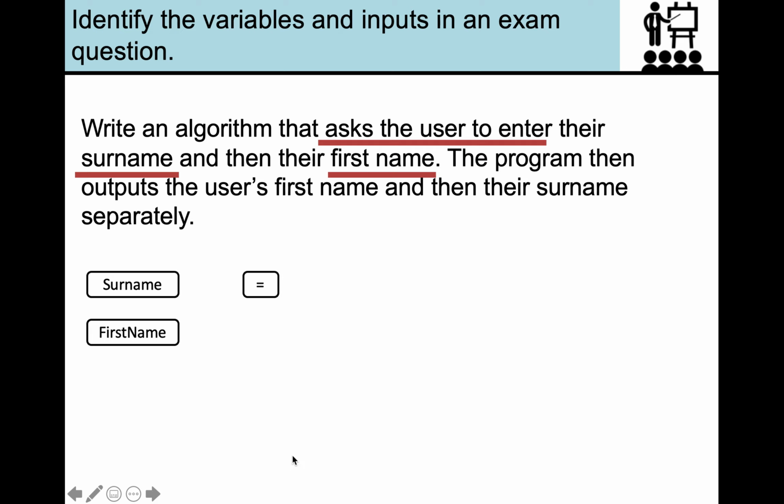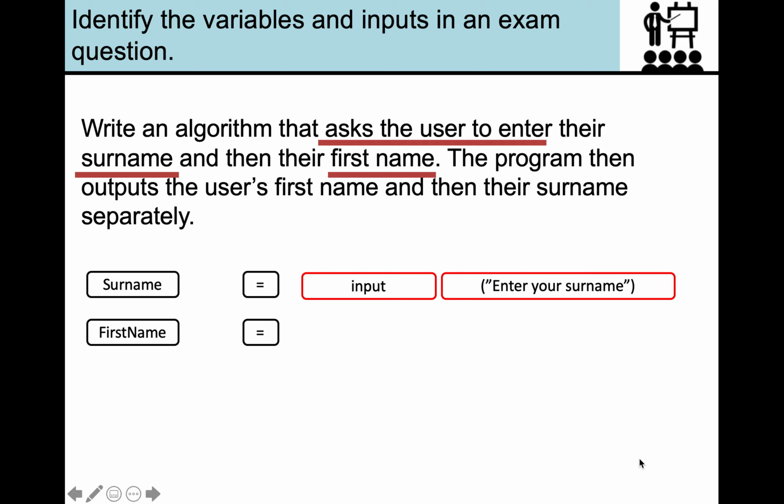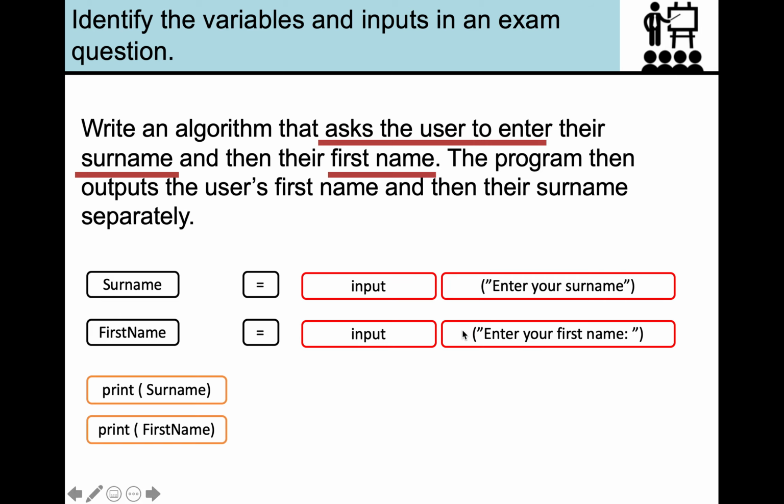And what do we do next? Well, we have an assignment operator, we have the input command, and we have a prompt telling the user to enter their surname. We have an assignment operator, we have the input command, and again, we have a prompt telling the user to enter their first name. And the second part of the question asks them to output the user's first name and surname separately, and that will output their surname and their first name. In this example, I haven't used any data, but you could imagine the user might enter the name Muhammad, and they might enter the surname Ali, in which case it will print Muhammad and Ali.